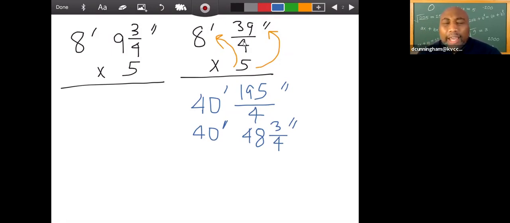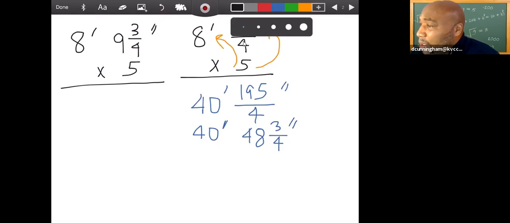Now notice that 48 3/4 inches is pretty large. We actually can simplify that because we know there's a relationship between inches and feet. Tell me that relationship. Say it out loud. 12 inches equals 1 foot. So what I'm going to do is divide 12 into that 48 and see how we can get our final answer.